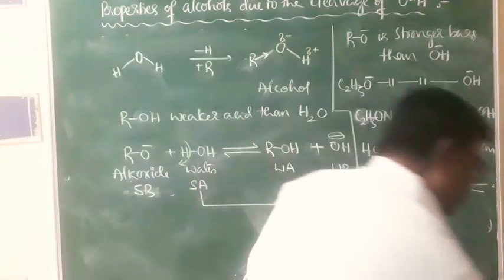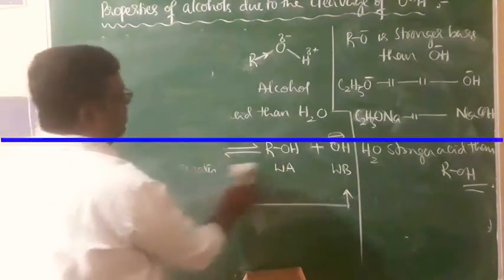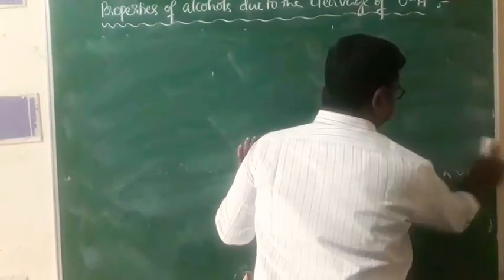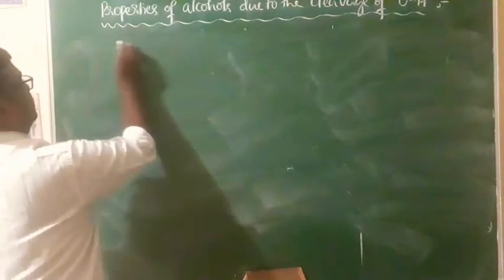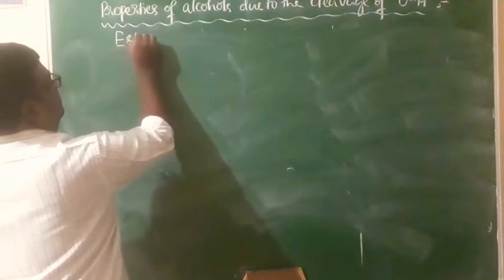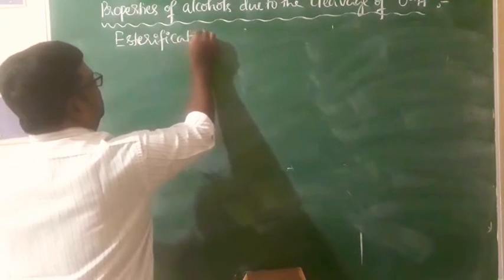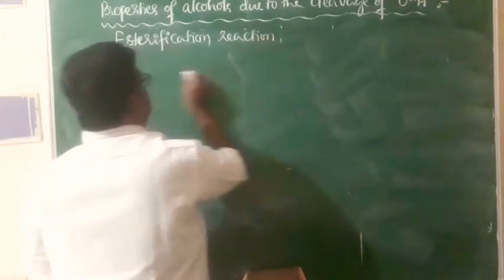And now at this moment we'll go to the headline, properties of alcohols due to the O-H bond. We have one more discussion, that is the esterification reaction. What we call the esterification reaction, we'll see that. Esterification is a kind of reaction taking place between carboxylic acids and alcohols.